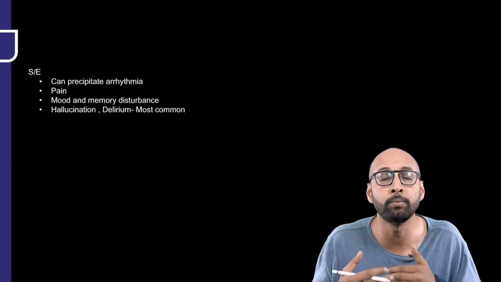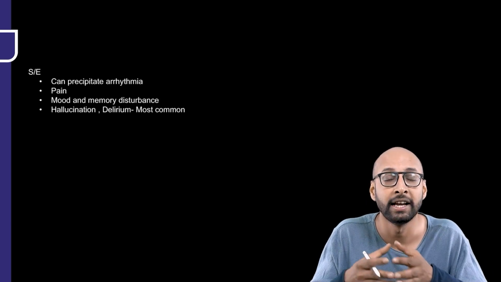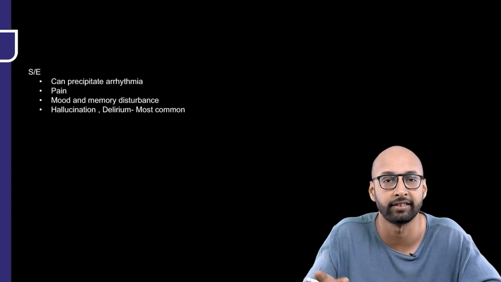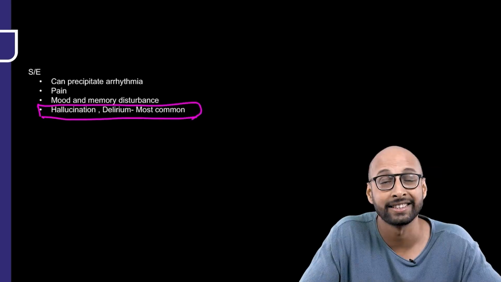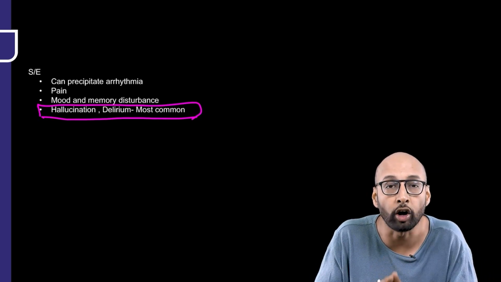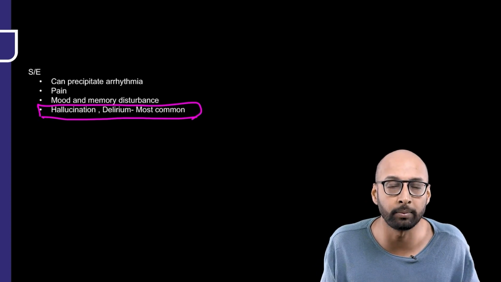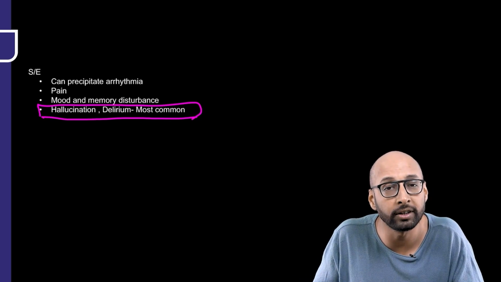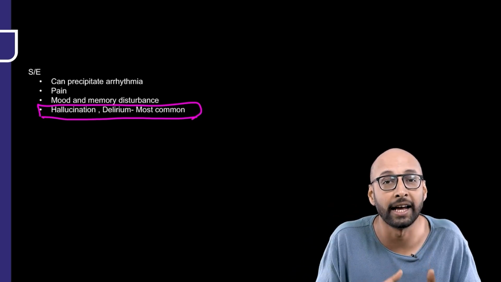So you just try to memorize what is the most important one. For example, in this scenario, in ketamine we have many side effects, but hallucinations and delirium are the most common. Since it is causing a dissociative anesthesia, a thalamocortical dissociation, it will lead to hallucinations and delirium. So easy to understand, so easy to remember. Thalamocortical dissociation, there is a breakage of linkage which leads to hallucination and delirium.